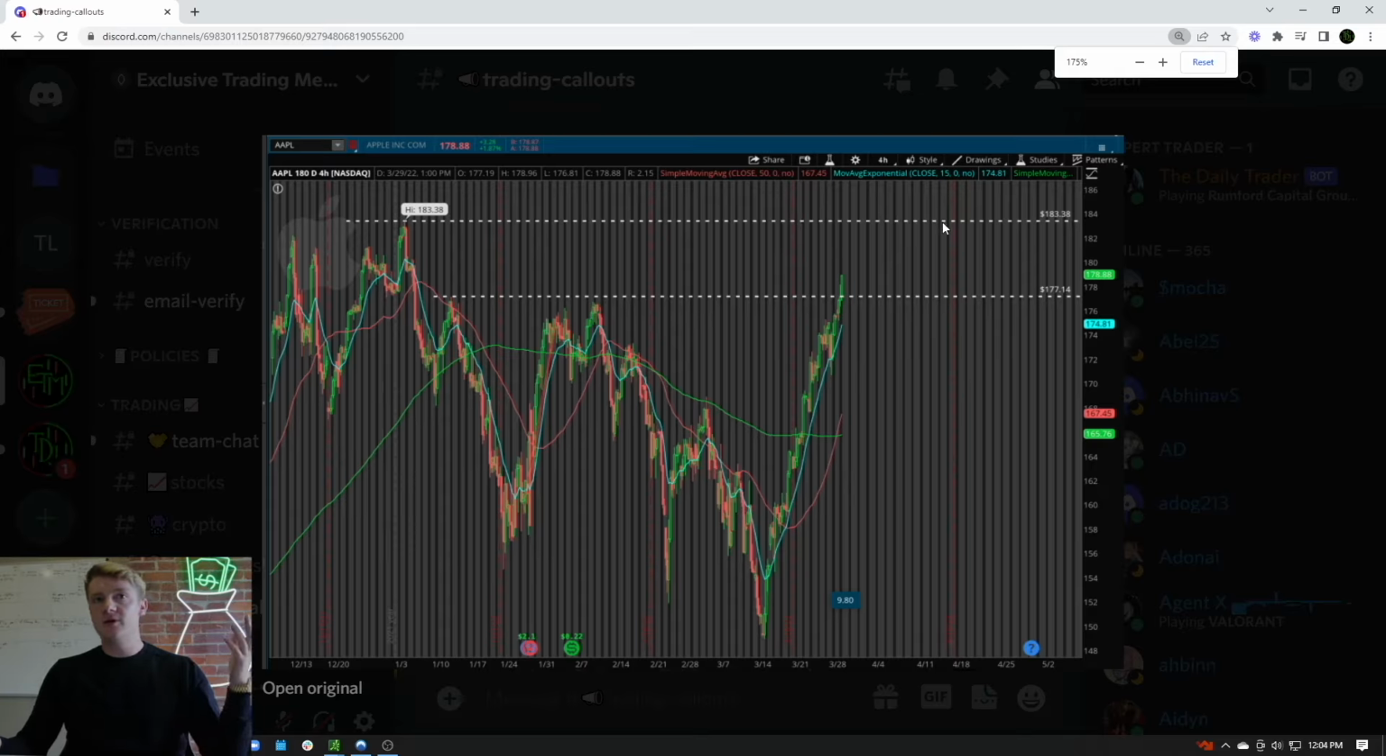183.38. Now, most people are going to be waiting for a rejection off of 183.38 because price is either going to break through this level and continue running to a new all-time high, or it's going to get rejected and then pull back down. So instead of waiting for confirmation, right, confirmation of a rejection off this level to buy puts and play the move back down, I entered before the test of this level even occurred. Okay, at the time of this screenshot is when I entered.